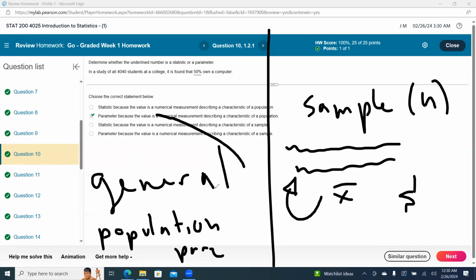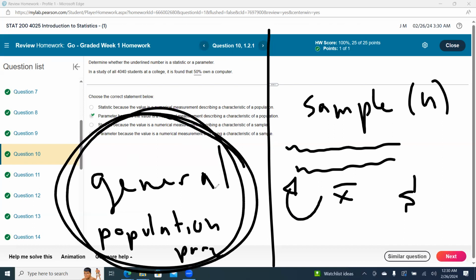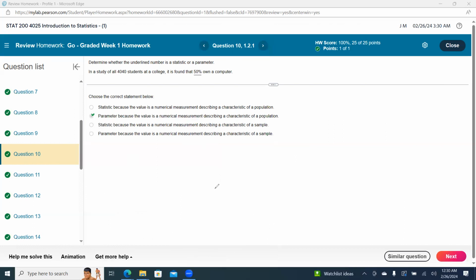We get a sample statistic, we get more confused about population parameter. But if there's no n on the page, usually it's a population parameter. So we do have a few hints along the way. We can read this, but there it is.